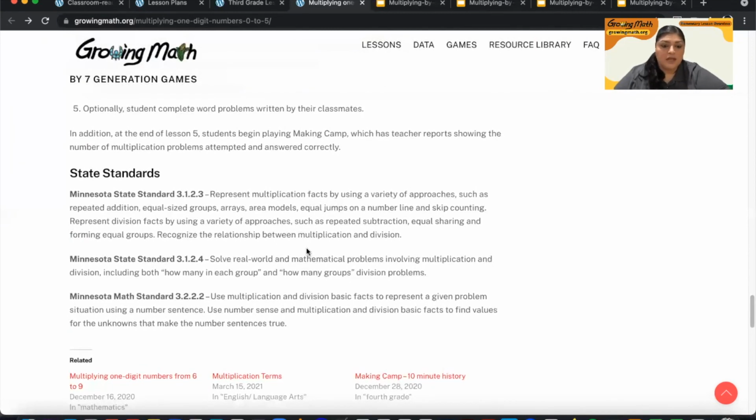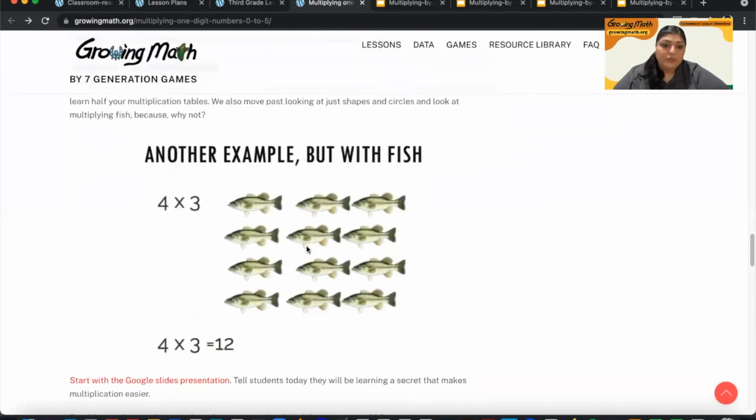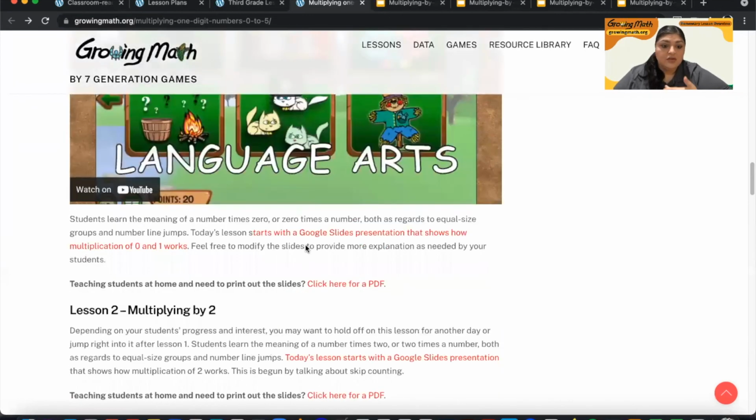So that wraps up our lesson overview of this multiplication math lesson for 3rd grade.